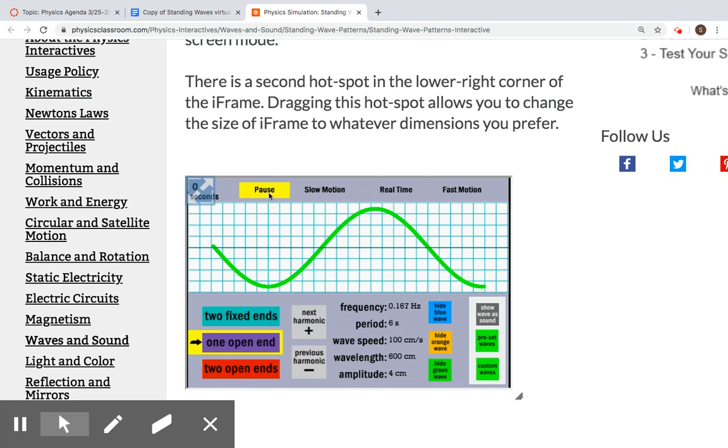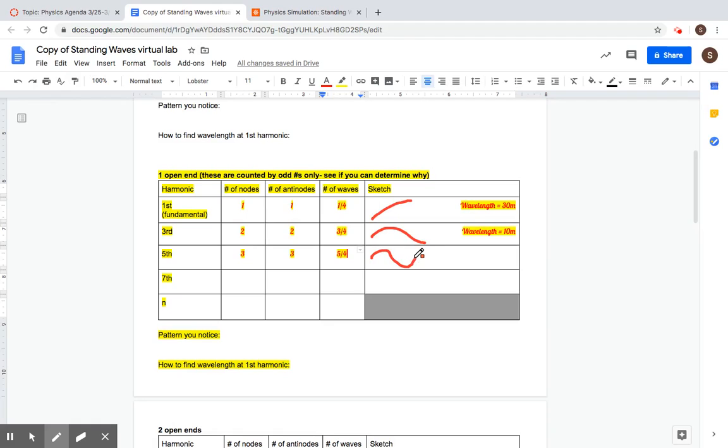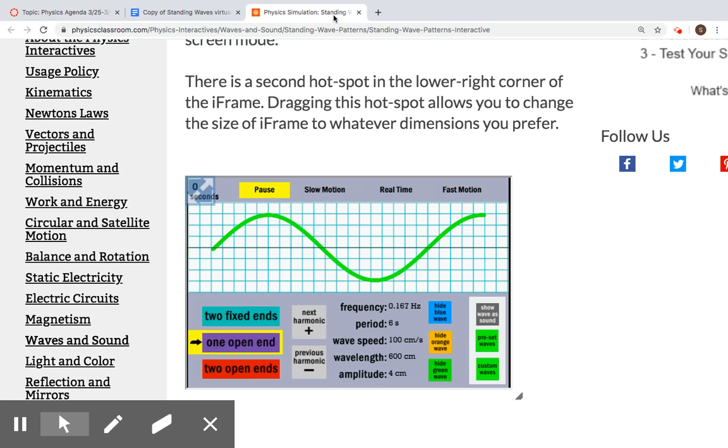I'm going to draw my wavelength starting at a crest just to keep it all similar. 1 full wave and then 1/4 of a wave. And then we'll go back and check out what our wavelength is. Here we've got a wavelength of 6 meters.